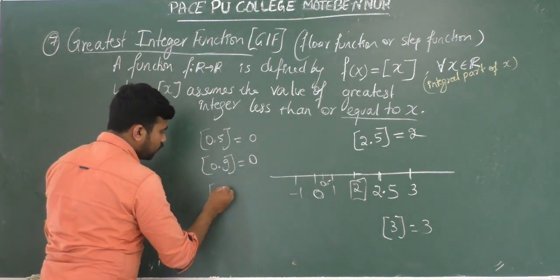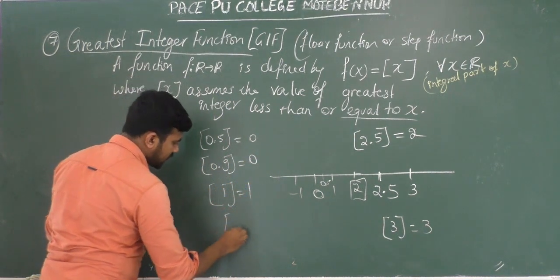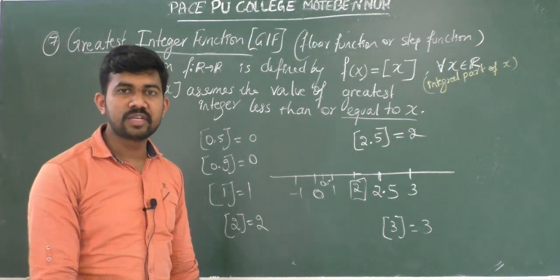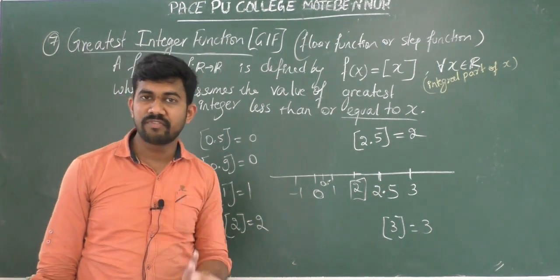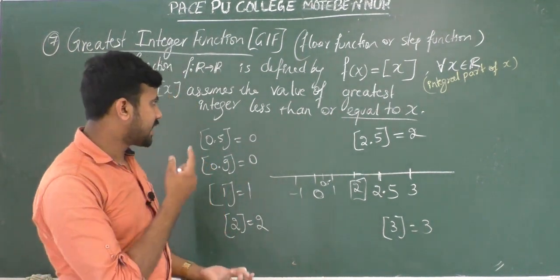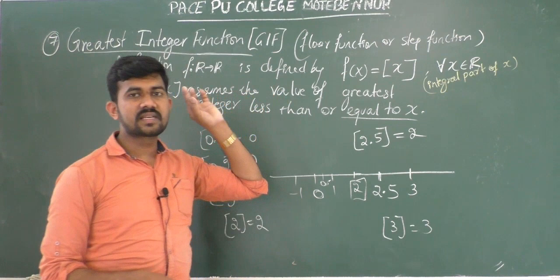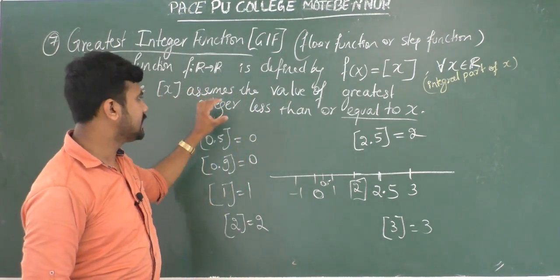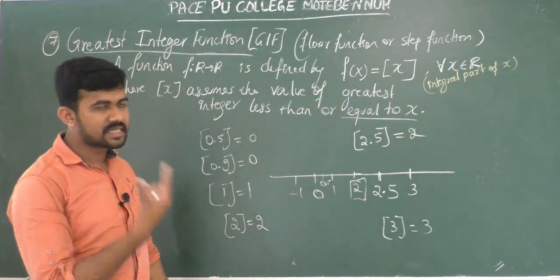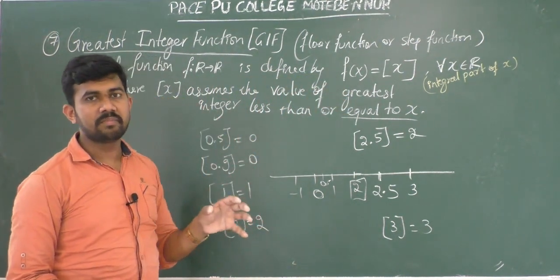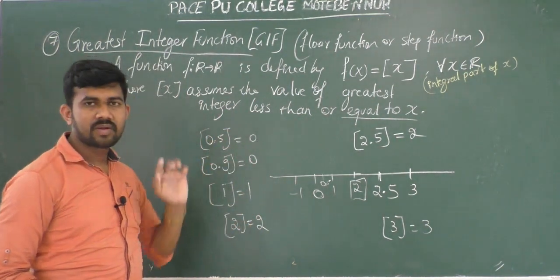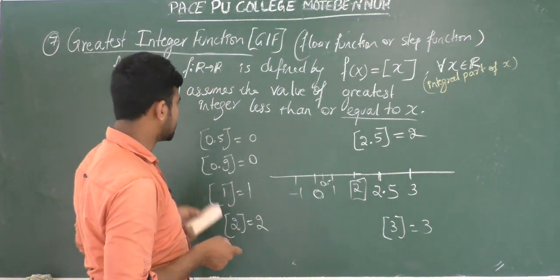If you take 1, integral part of 1 is 1, integral part of 2 is 2, integral part of 3 is 3, integral part of 4 is 4, integral part of 4.5 is 4, 4.1 is 4. Okay, so we have to write the value which is the greatest integer less than or equal to the given number, either less than that number or equal to that number. So either here it is equal to, here less than. Okay, so this is called the greatest integer function definition.